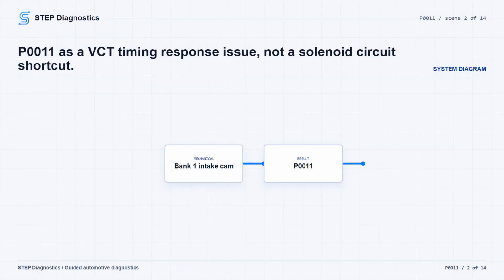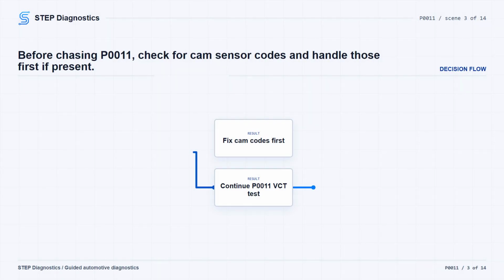Broadly, this can involve cam position input, VCT oil control, oil flow or pressure, the VCT solenoid, or the phaser side of the timing system. For this code, stay on the functional VCT timing path. Do not treat it like a solenoid control circuit code unless the testing sends you there. Start with the basic system checks, then follow a structured diagnostic approach.